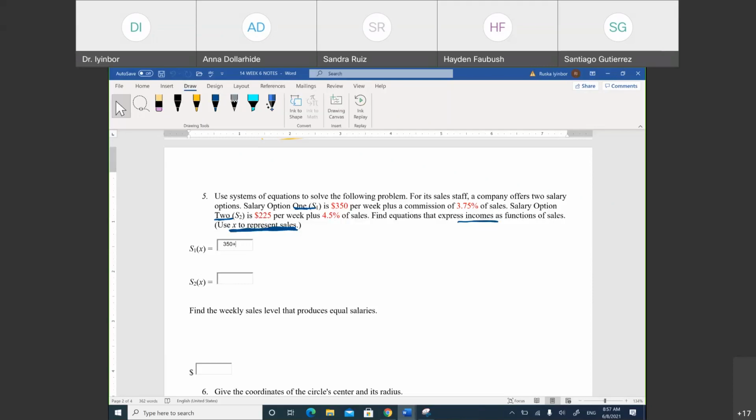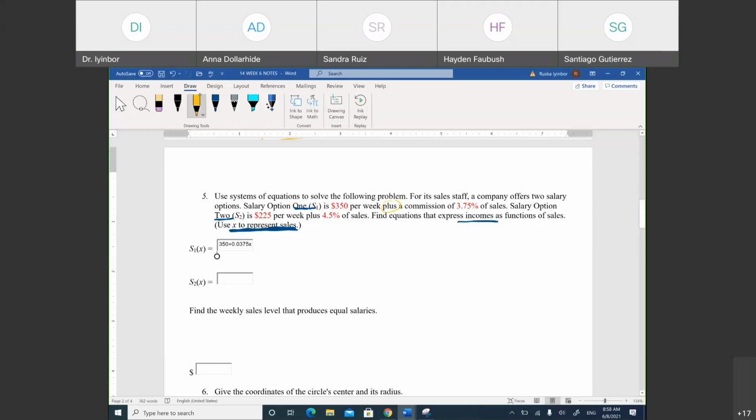So you're going to change 3.75 to a decimal, which is what? 0.0375. And you make sure you put the X after that. So that's the equation. You're going to get paid 350 for sure, even if you don't sell anything, plus the commission. That's the keyword here, plus.